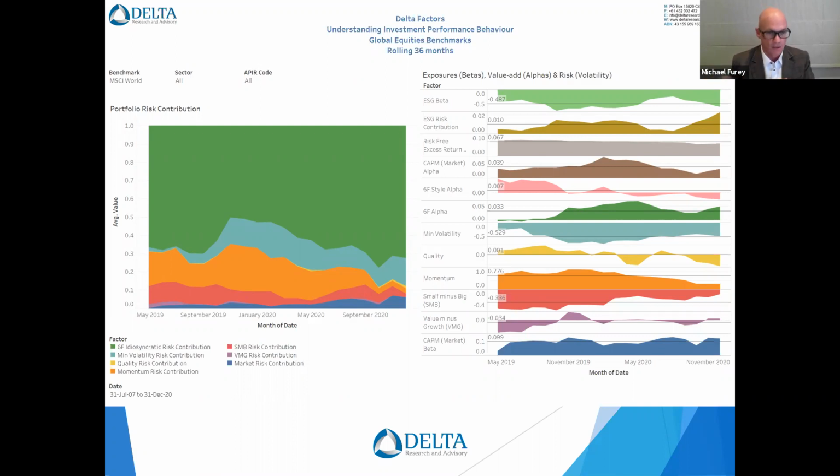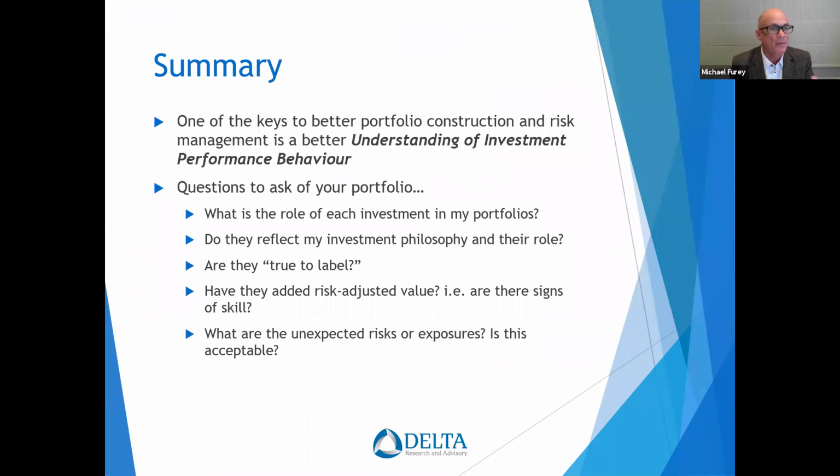So I'll just move quickly on to the next slide, which is really summing up. When we're building a portfolio, what is the role of each investment that we have? Do they reflect my philosophy and beliefs and the role that they have? Are they true to label? Are they adding value? What's the risk-adjusted value? And are there any unexpected risks that may have come through that we weren't aware of? These are all potential red flags or questions for the managers, but these systems certainly help us identify those red flags or answer some of those questions as well.